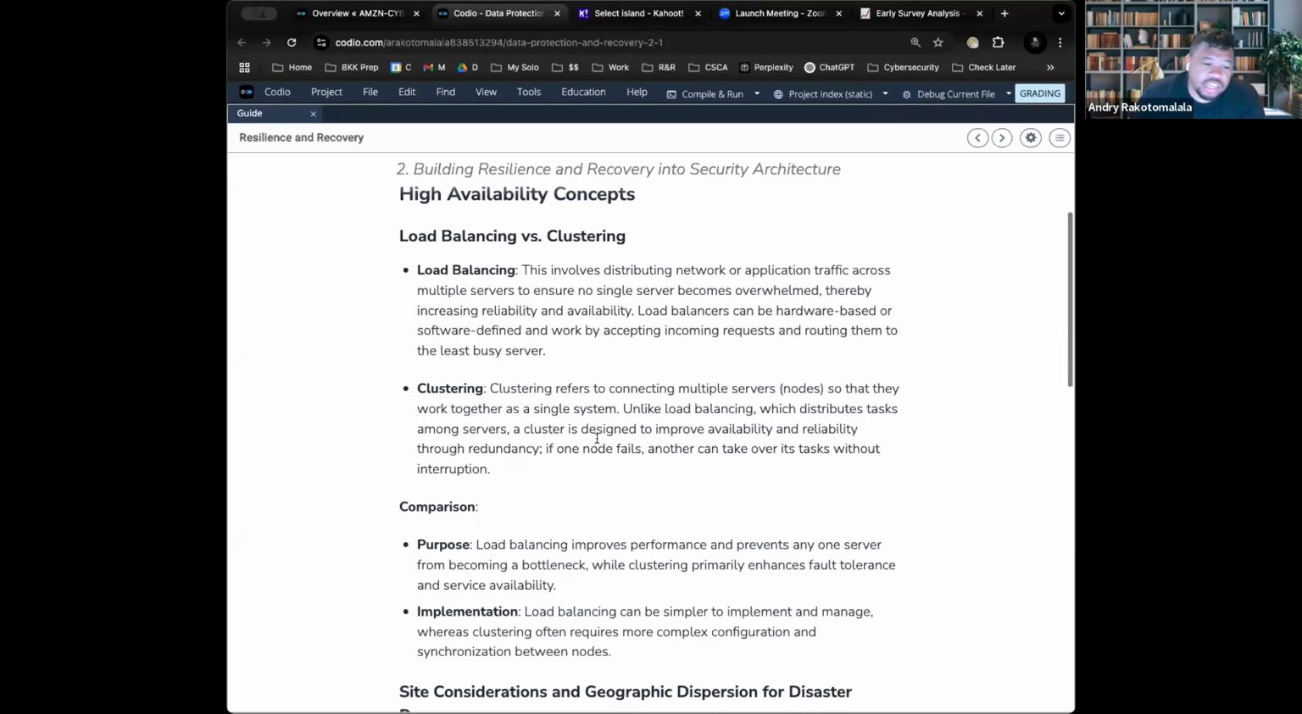Then there's a concept of clustering. In very simple terms, clustering is the process of connecting different servers, which in this case are called nodes, so they work like one single system. Now, if you think of one specific system, or let's say an application, you typically think of one physical server, one physical device, and that physical device acts as the main server to give a specific service, right?